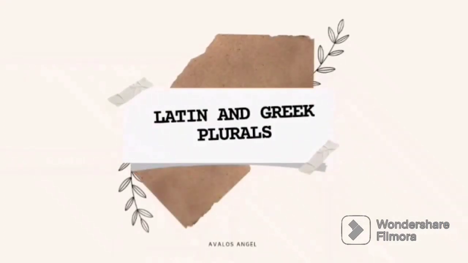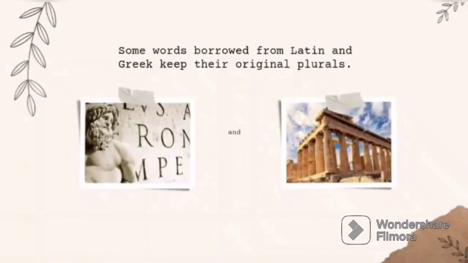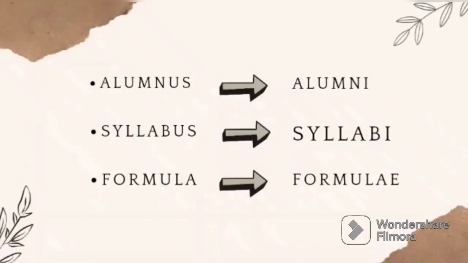Latin and Greek plurals. Some words borrowed from Latin and Greek keep the original plurals, although often the regular plural is an alternative. For example, alumnus, alumni, syllabus, syllabi, formula, formulae.